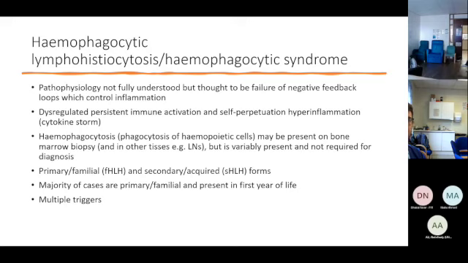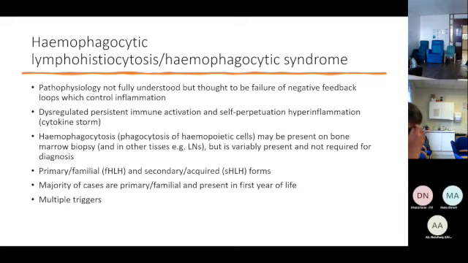Phagocytosis of hemopoietic cells, or hemophagocytosis. You might see that if you do a bone marrow biopsy, which you're probably going to want to do in a lot of these cases with cytopenias, because you want to make sure it's not a leukemia or lymphoma. But you don't always see that feature, and it might be present in other tissues. So if there's lymphadenopathy that's accessible, you can get a core biopsy and look, and you might see it, but you don't need it to diagnose this.